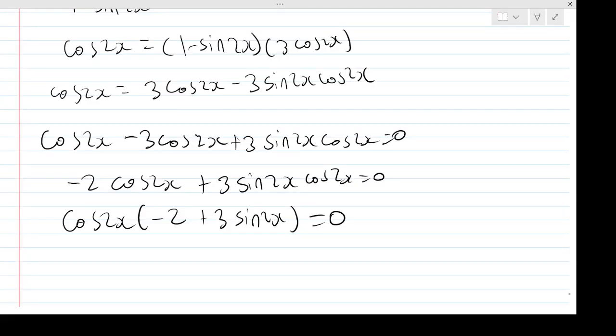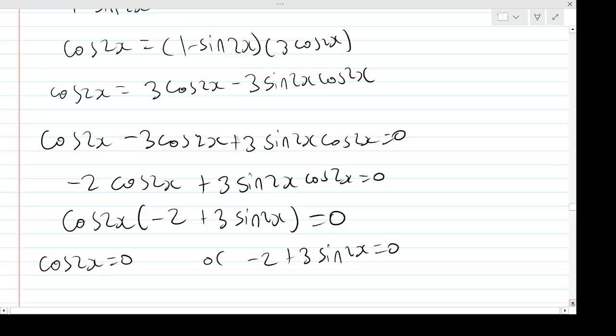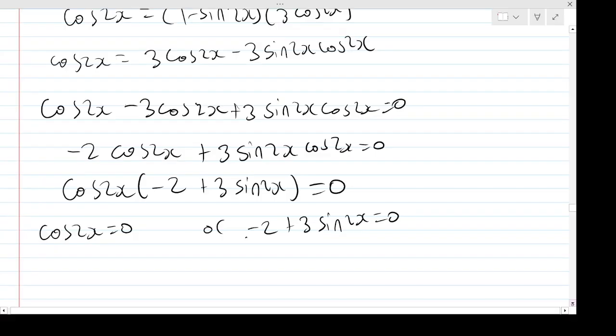Now I've got 2 factors multiplying to equal 0, so either cos 2x equals 0, or minus 2 add 3 sine 2x equals 0. And then I can simplify this equation, so sine of 2x would equal 2/3, if I add 2 to both sides and then divide by 3. So I've got 2 equations then: either cos 2x is equal to 0 or sine 2x is equal to 2/3.